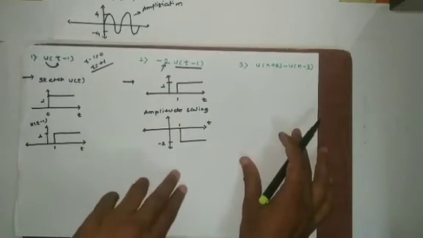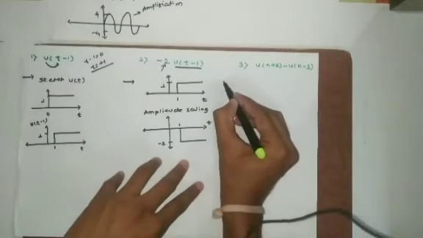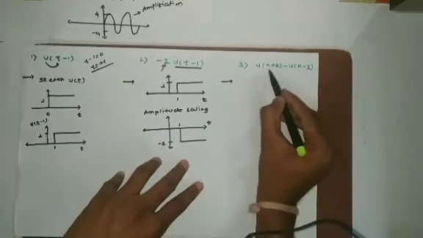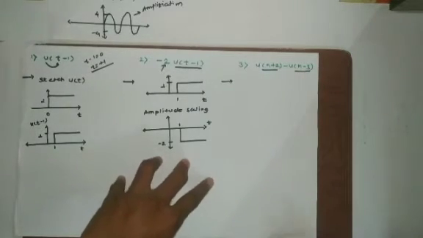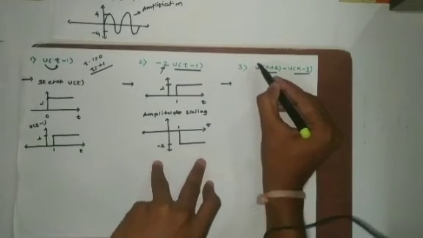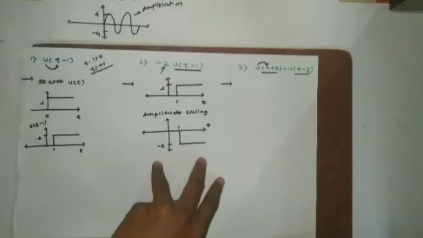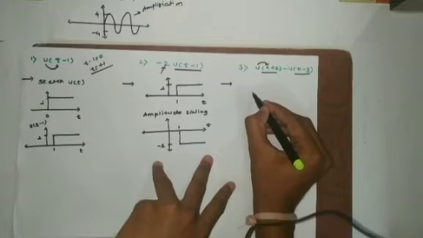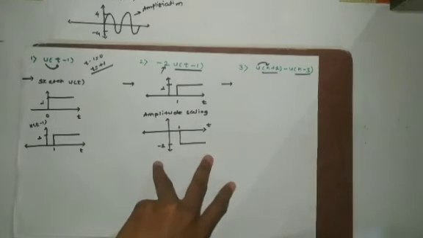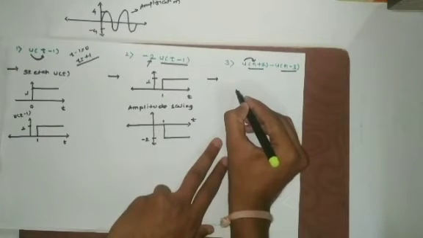Let us consider the third example. This is an example of discrete time signal. Here we have to take difference of u of n plus 2 and u of n minus 3. Now again the first step that comes into mind is we have to draw unit step function u of n. Now to draw u of n, we know its property. So I am drawing u of n first, that is unit step function.